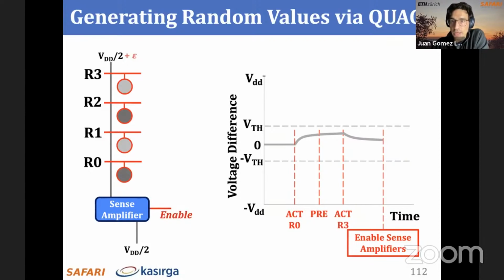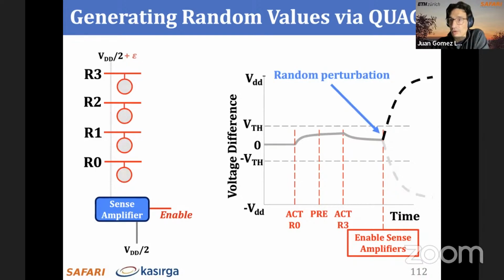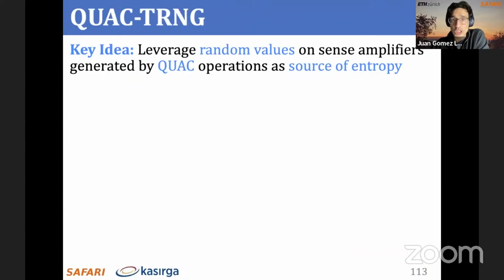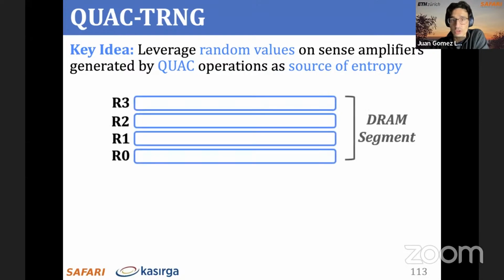So the thing is that at this point in time, what happens is that we obtain a random perturbation, and this random perturbation can even go up or go down. That is, it can go to logical 1 or logical 0 in the sense amplifier, and this is a way of generating random values. So the idea is to leverage these random values on the sense amplifier generated by the QUAC operations as a source of entropy.